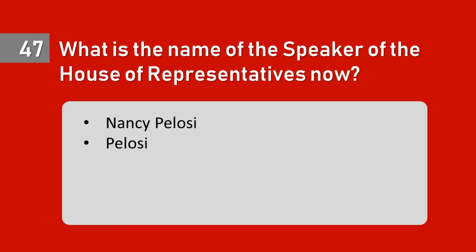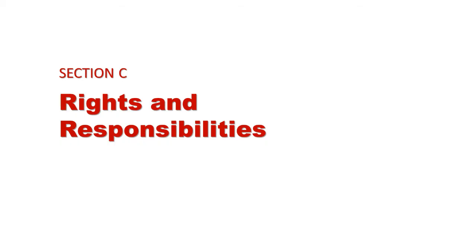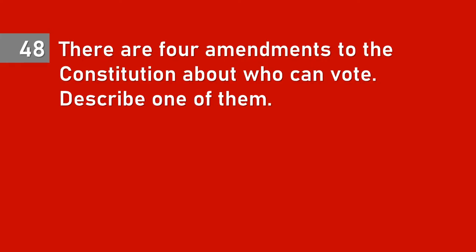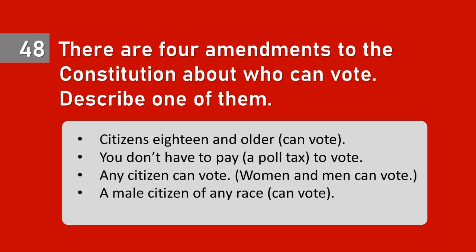Nancy Pelosi. Section C. Rights and Responsibilities. Question 48. There are 4 amendments to the Constitution about who can vote. Describe one of them. Citizens 18 and older can vote. You don't have to pay a poll tax to vote. Any citizen can vote, women and men can vote. A male citizen of any race can vote.